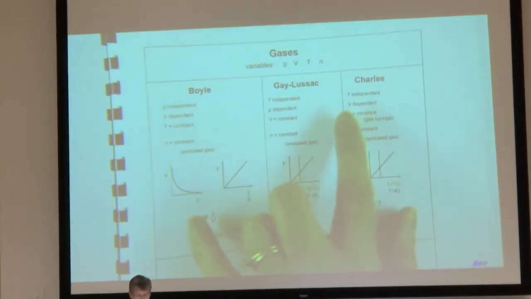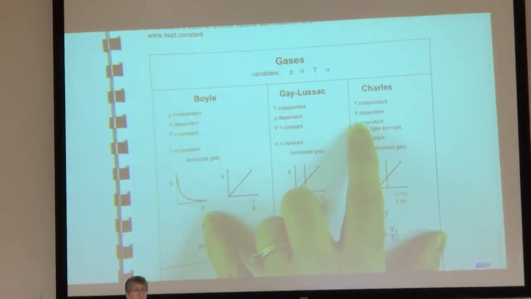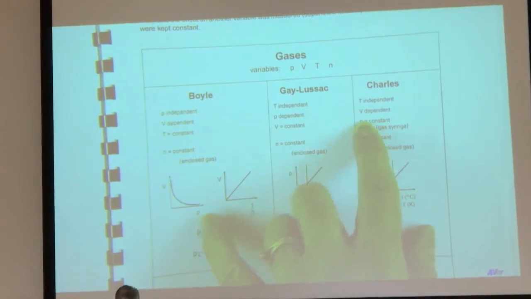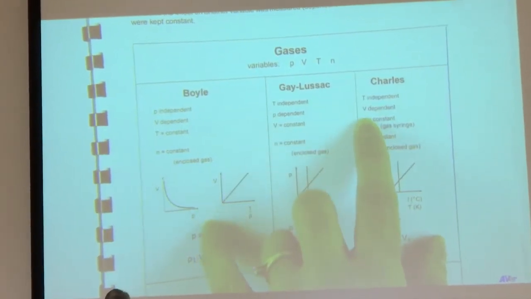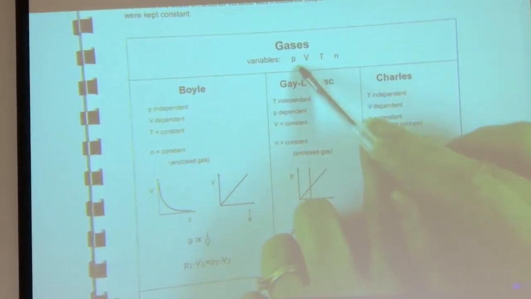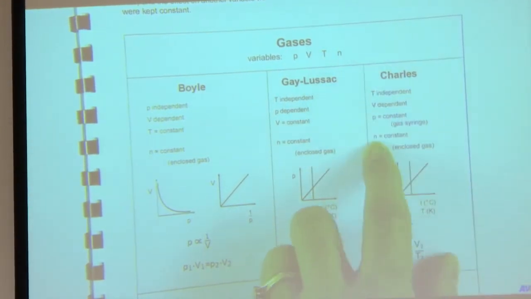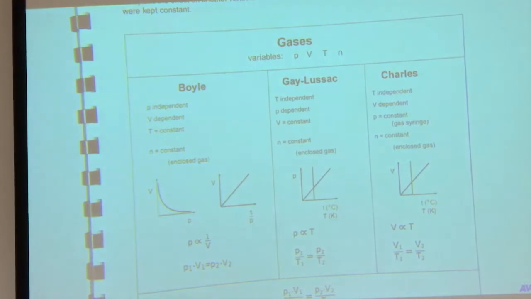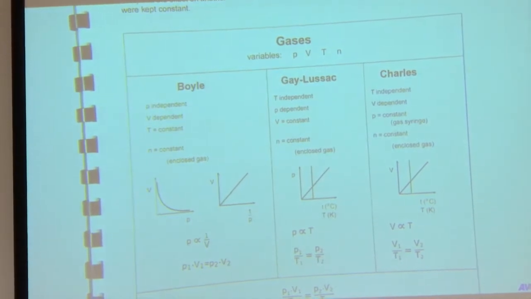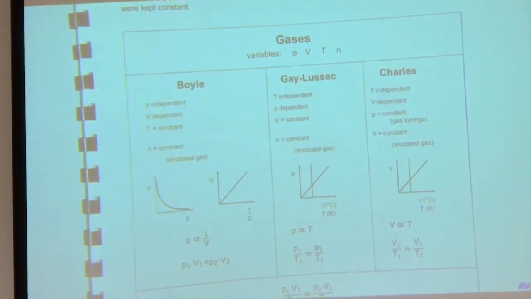Okay, and then Gay-Lussac and Charles, there's 2 other laws. Charles, for instance, looked at temperature and volume, right. When he looked at temperature and volume, what did he have to do? Keep constant. He looked at those 2, so he had to keep constant pressure and the number of moles. How do you keep the number of moles constant? Enclosing the gas, right. And now, here's something nice.